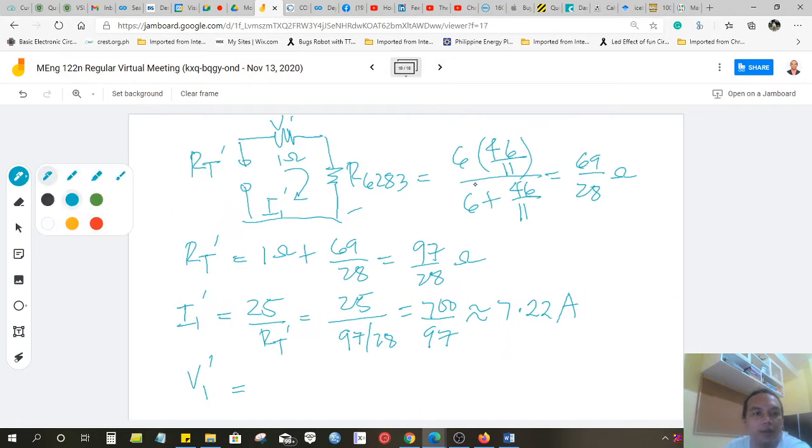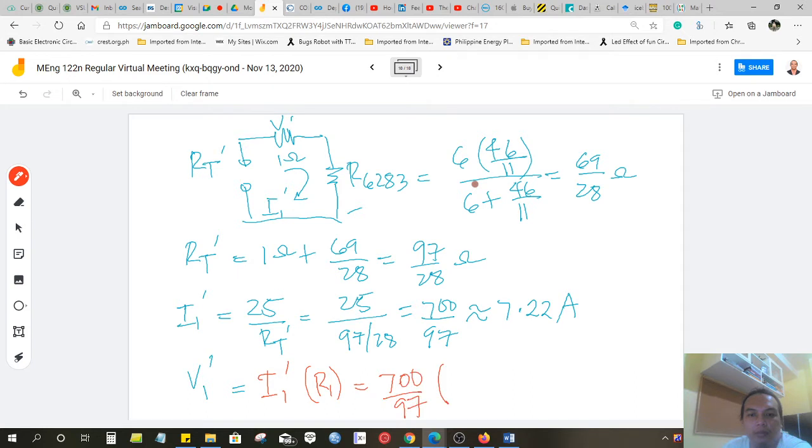Okay, so we have I1 prime times R1. So that is 700 over 97 times 1, that is approximately equal to 7.22 volts. Okay?